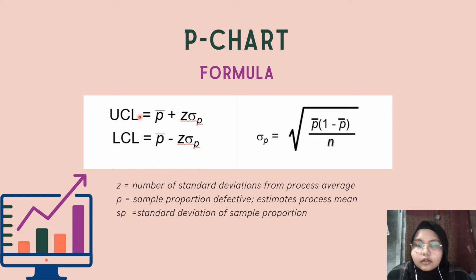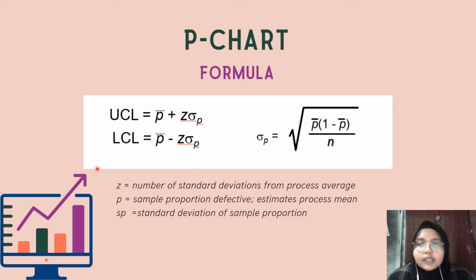To find UCL, we must use the formula P bar plus z sigma P. To find LCL, we must use the formula P bar minus z sigma P. And to find the sigma P, we must use the square root of P bar in bracket 1 minus P bar, divided by the sample size n. Z stands for the number of standard deviations from the process average.